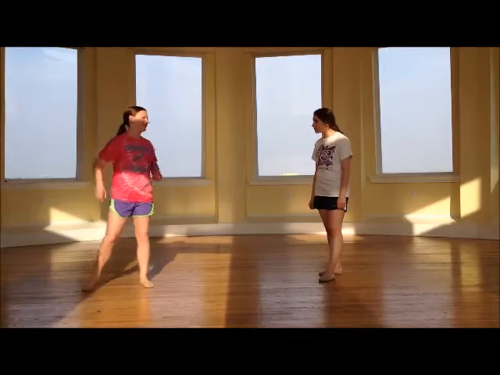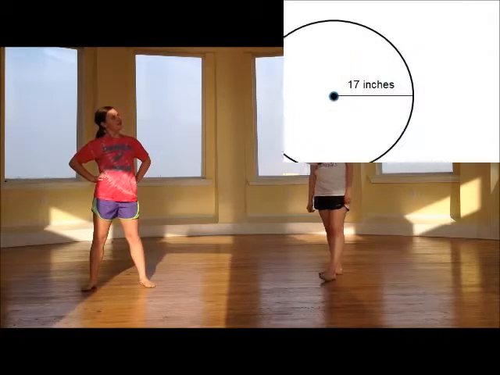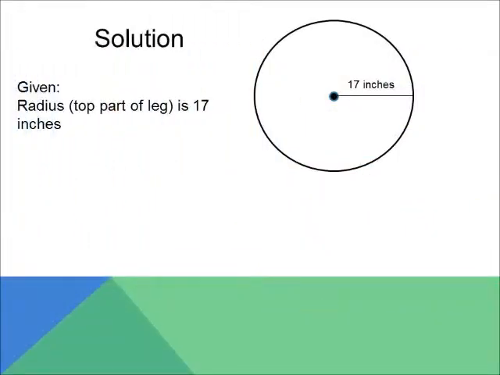Here, let me apply math to this, okay? To apply math to this problem, we're going to turn the pirouette itself into a circle and then find the area of it. We know that the radius of the circle, which is the length between my knee and the top of my thigh, is 17 inches.